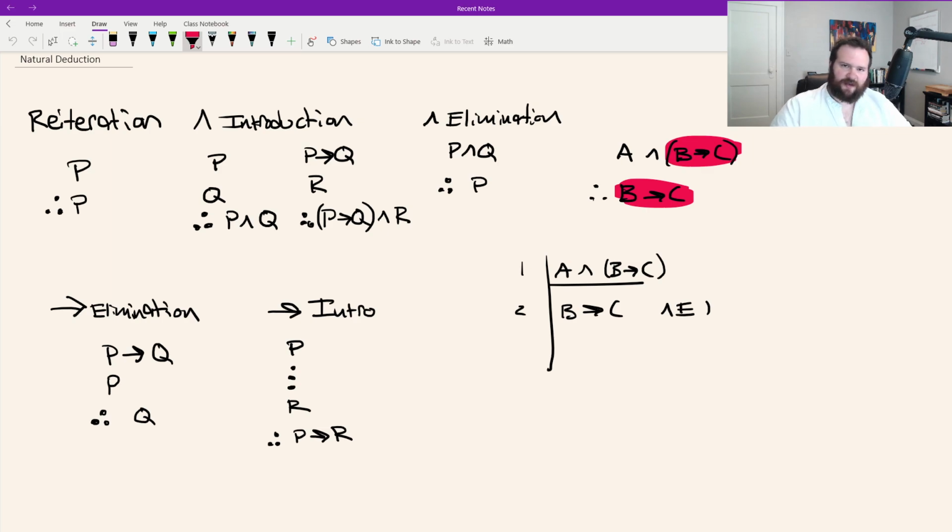Okay, so keeping it pretty simple this week with only these 5 rules. Next week, we're going to look at a few more complicated rules. But that's going to be it for now. So I'll see you next week.